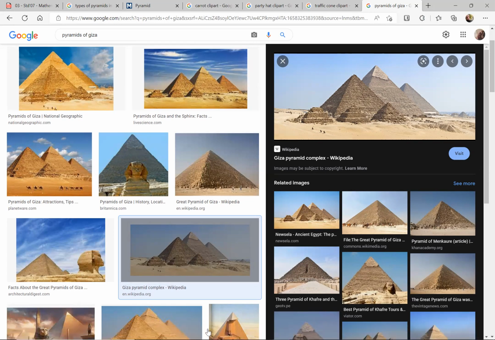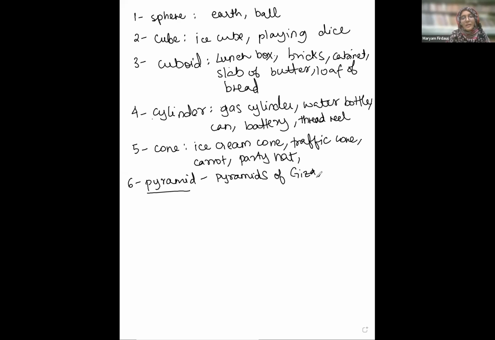Now let's go back. There are 4 triangles on the side. Yes, very good. There are 4 triangles on the side, and they're all of equal lengths, right? Otherwise, it would have been a rectangular pyramid. Pyramids of Giza. As you said, a tent, a wet floor sign. Very good.